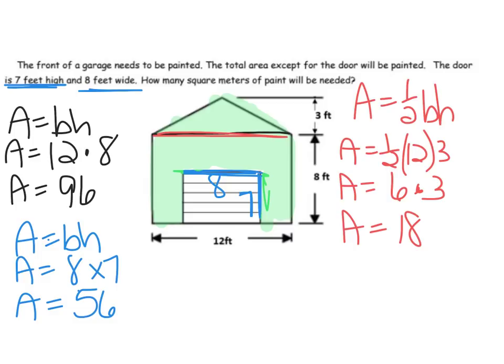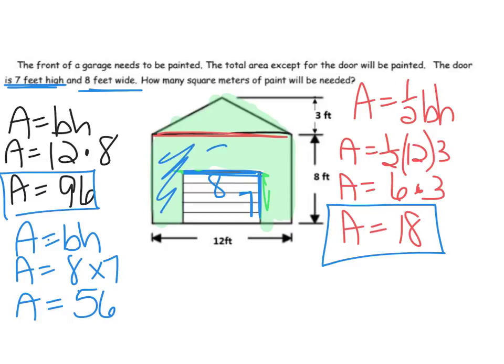So now that we have all the shapes figured out, what do we need to do first before we do the subtracting? What do we have to do first? You have to add first, because you're going to add the triangle and the rectangle. Okay, you need to do those first, because that represents this part and this part. Okay, so we're going to add 96 plus 18.